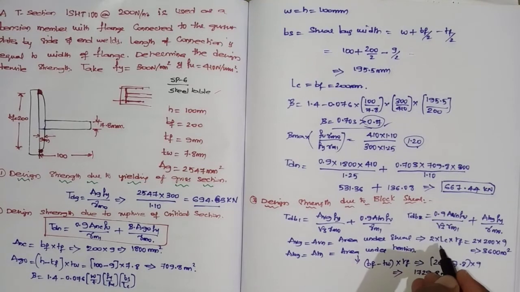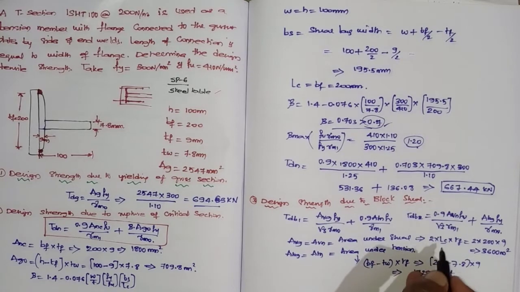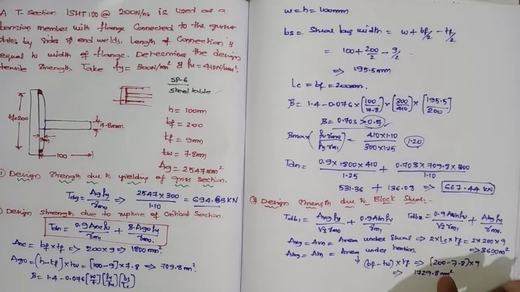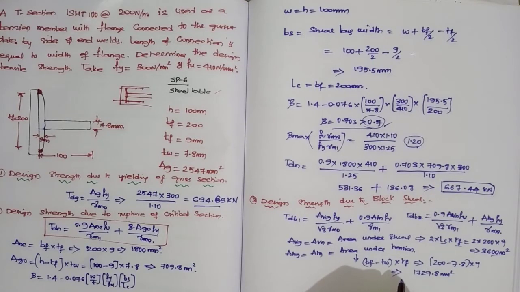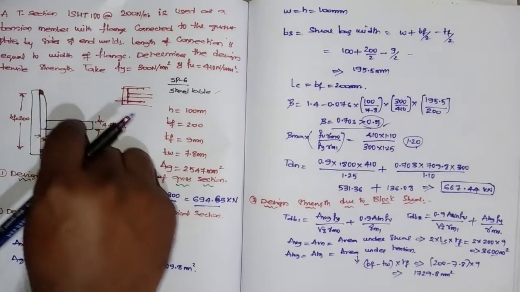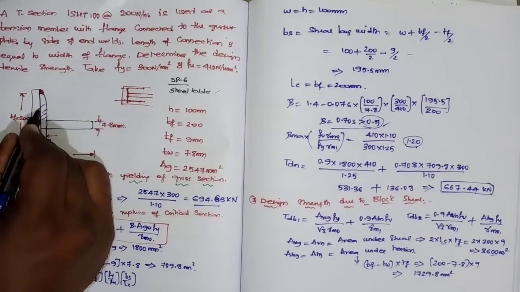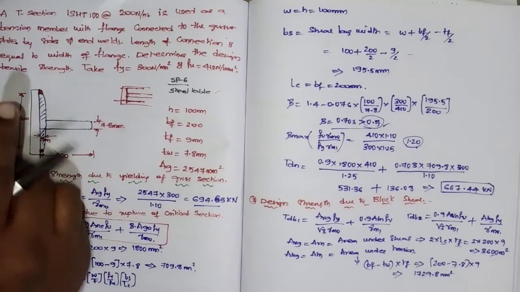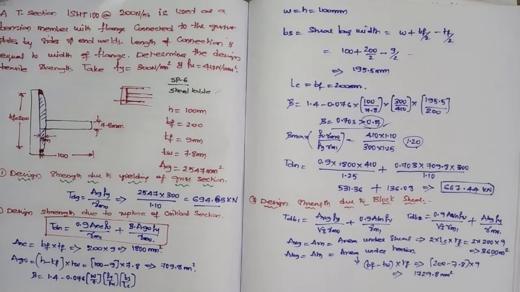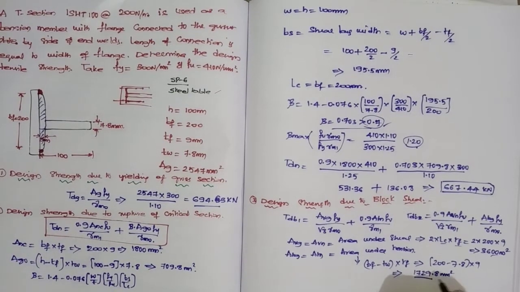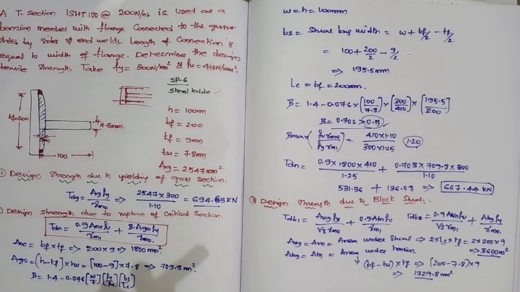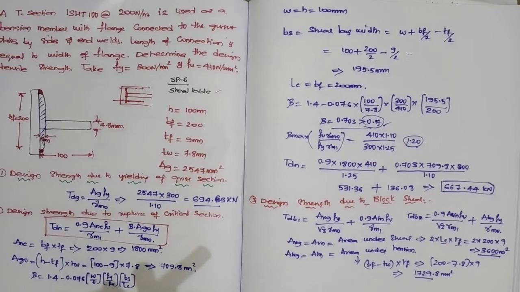So here area under shear is length of weld into thickness of flange into 2, because flange is connected, so we are taking this one. Next, again here area under tension is BF minus TW, so remaining portion will be there, into thickness, it will be pulled. So this is the area under tension, this is the area under shear, right? Next, we'll substitute all these values in the above formulas so that we can obtain the answer.